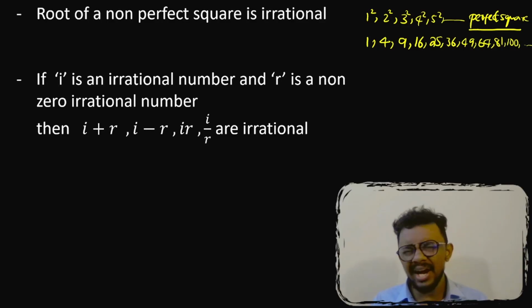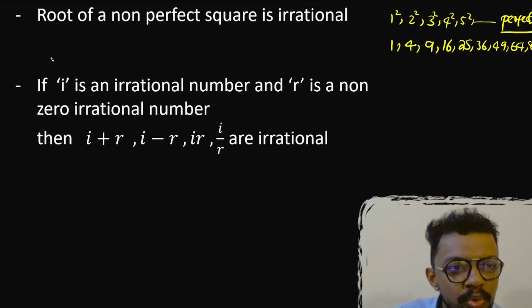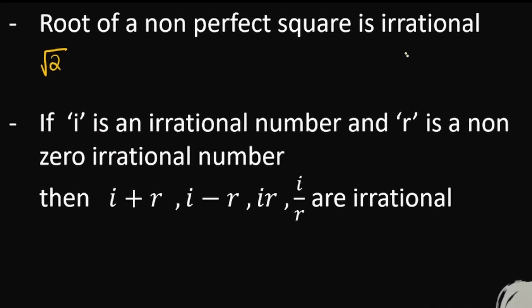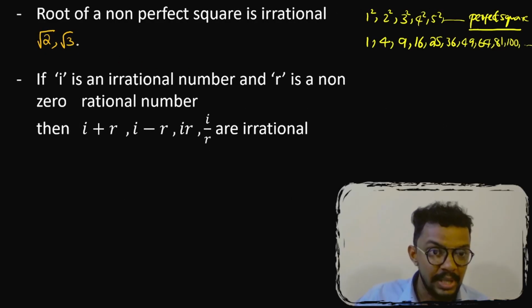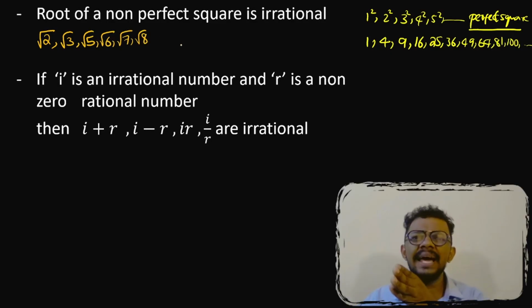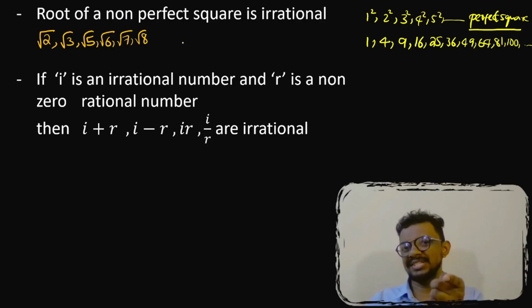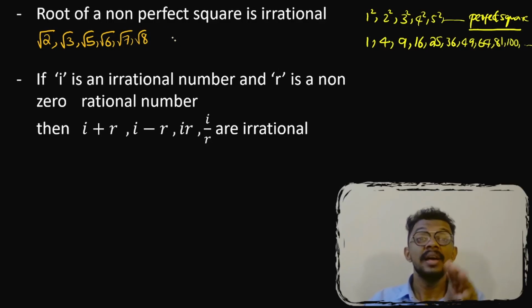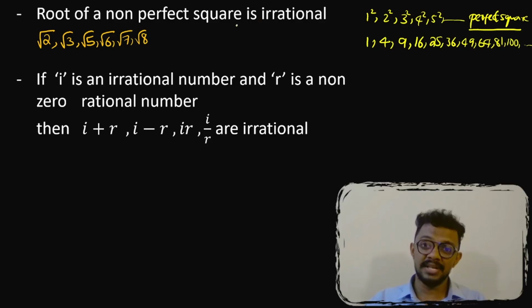So from there itself I got so many examples. Root 2: 2 is not a perfect square, so root 2 is irrational. Root 3 is irrational. I cannot say root 4, because 4 is a square. Root 4 is 2, and 2 is rational. So I cannot say root 4, but root 5 is irrational, root 6, root 7, root 8. I cannot say root 9. 9 is a perfect square. Root of 9 is 3, and 3 is a rational number.